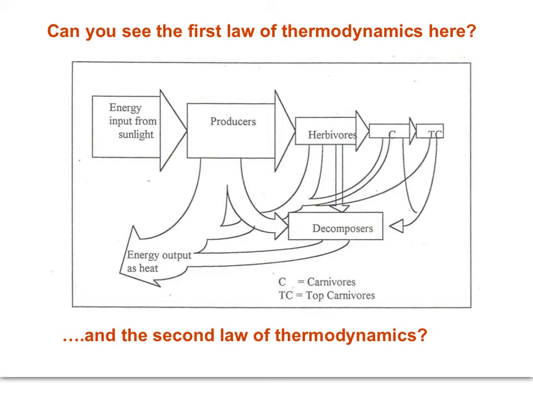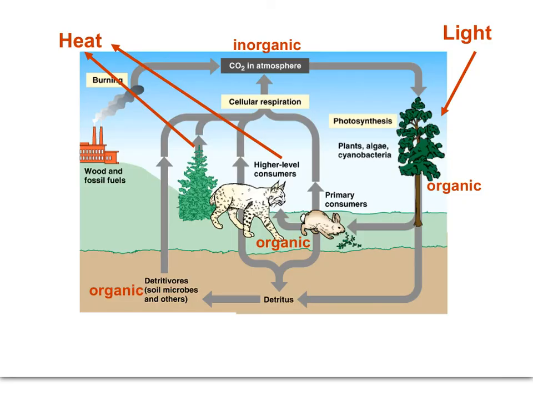The second law is seen in the transformation of energy from a high quality input of solar radiation to a less ordered form of energy, or heat. The entropy of the system increases as heat is less able to do work in the system and leaves the system. Here's a diagram of the carbon cycle.